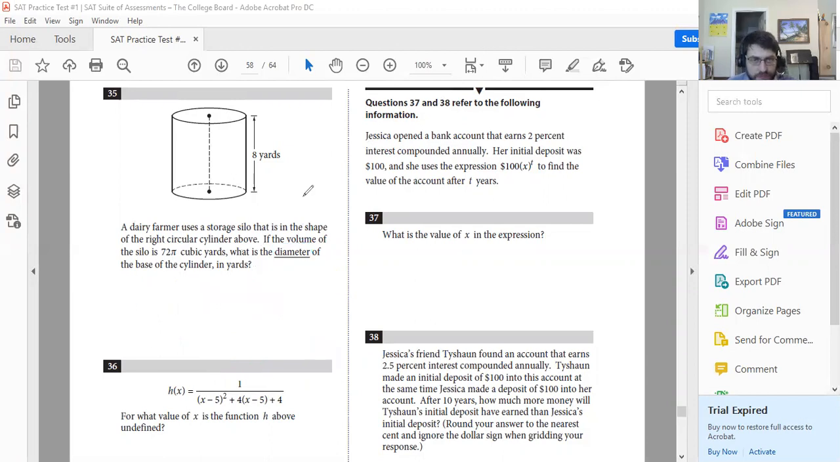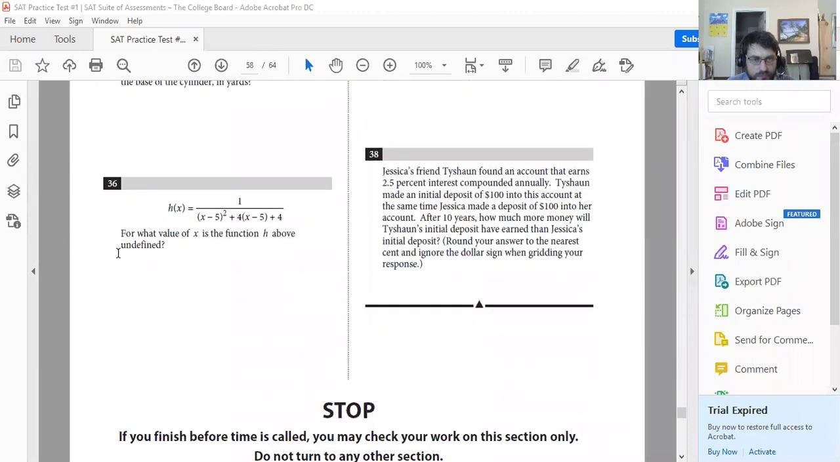Number 36. For what value of x is the function h above undefined? One way is to type this in the calculator and see where it blows up on the graph. If you graph it, that'd be one way to do it. I'm going to go through it algebraically. That'd be if you have the graphing calculator.